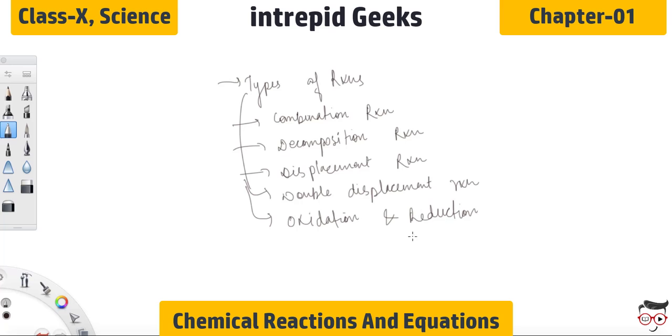So students, ultimately we have discussed 5 types of reactions. The first one is combination, second is decomposition, third is displacement, fourth is double displacement, fifth is oxidation and reduction. These are very important from the examination point of view, as a lot of questions have been asked in the past from this concept. So you need to do it very carefully.